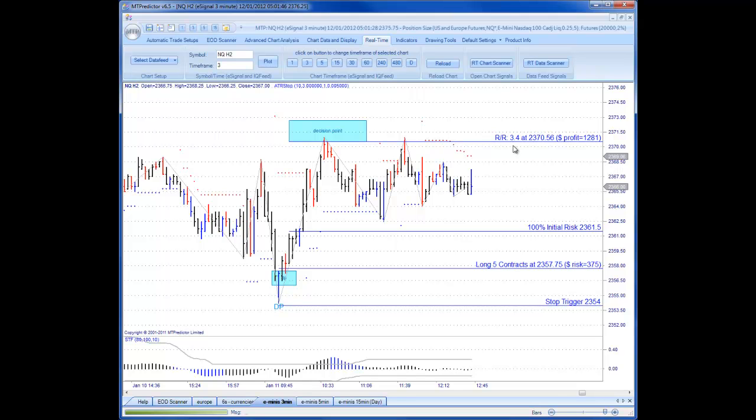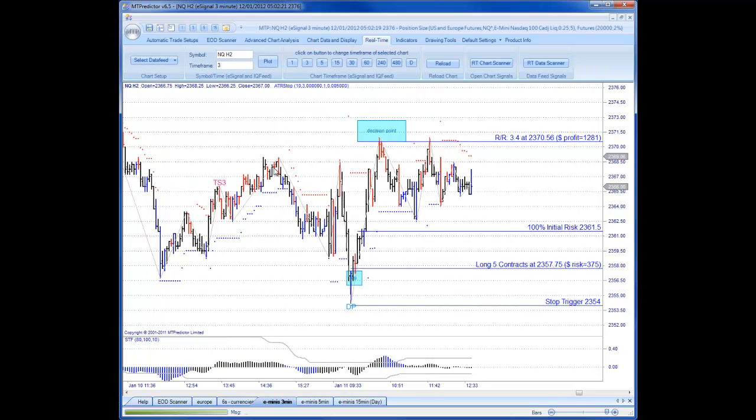Remember, we use position sizing, and this adjusts the number of contracts or lots or shares we trade to keep the initial risk small and constant, and because of this, profits then relate directly to our initial risks or losses. So in this case, the profit of 3.4R means that the profit of $1,281 approximately was 3.4 times greater than the initial risk, which was $375 in this case. So this is why using correct position sizing is so important if you want to be a successful professional trader.